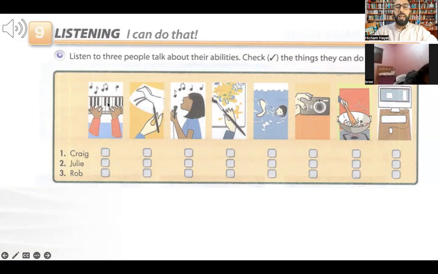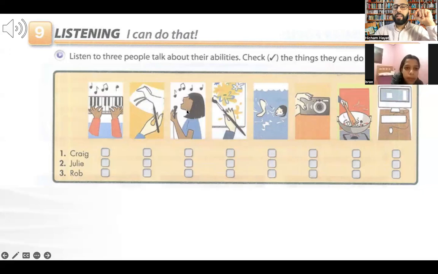So, Isra, we will listen for the second time, but before, what is this activity? Playing the piano. This one? Drawing, because drawing is just with pencil. Paint is with colors. So drawing, painting.